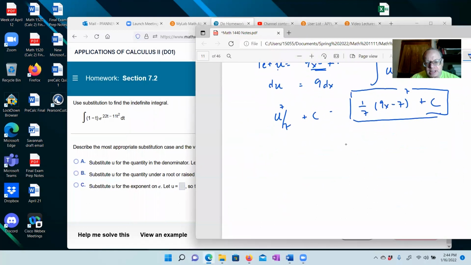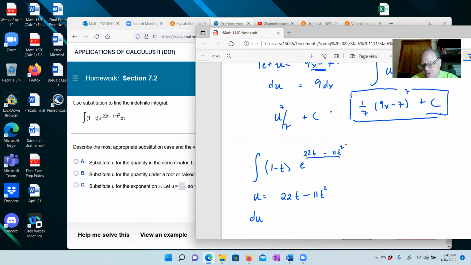So we have integral of 1 minus t times e to the 22t minus 11t squared. This was potentially a chapter 8 problem, but what's going on here? The thing in the exponent, the thing inside of a square root, those are often a good choice for a u. So why don't we try let u equal 22t minus 11t squared.